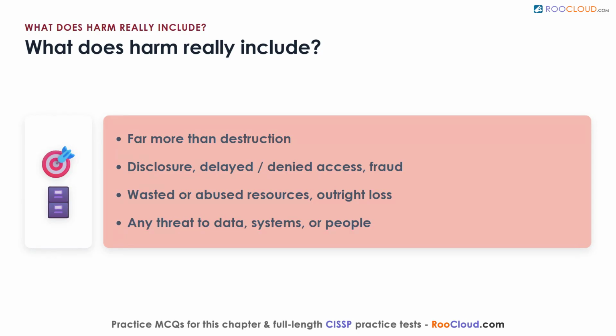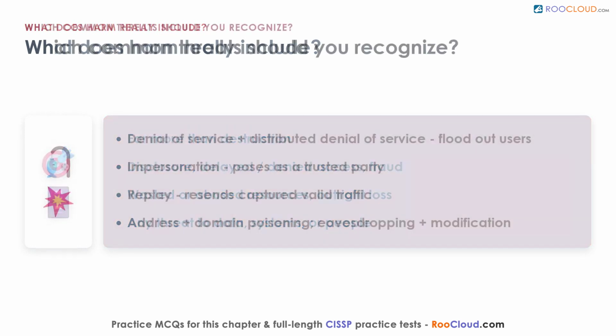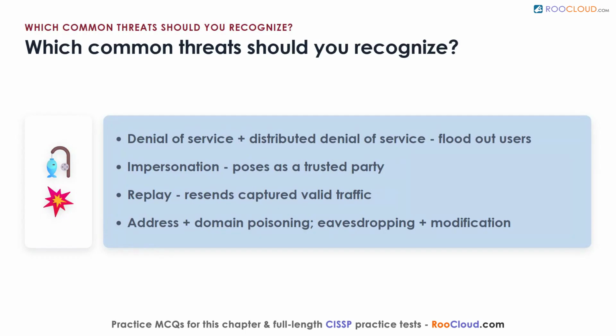Think of a leak in a pipe. It does not have to burst to cause real trouble. Which common threat should you recognize? A recurring cast of attacks targets communication systems. Denial of service and its amplified cousin, distributed denial of service, flood a system until legitimate users cannot get in.